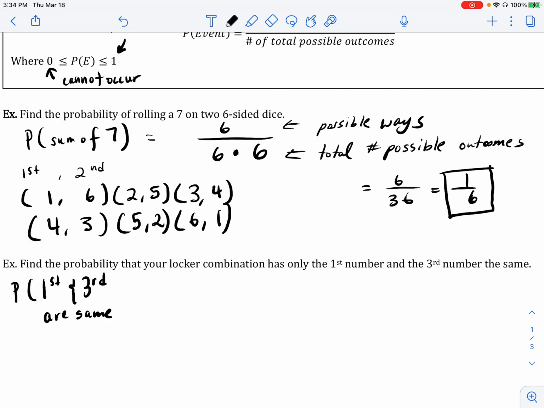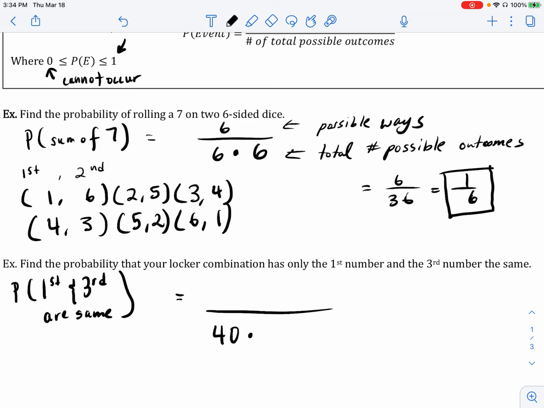Well, let's think about this one. I often try to think of the total number of possible ways first, and then try to think about the number of ways that we can count the successful outcomes. So what are the number of locker combinations that we can have in general using 3 numbers? And we said previously that we had 40 possible numbers, so 0 to 39. So we have 40 possible numbers to choose from.